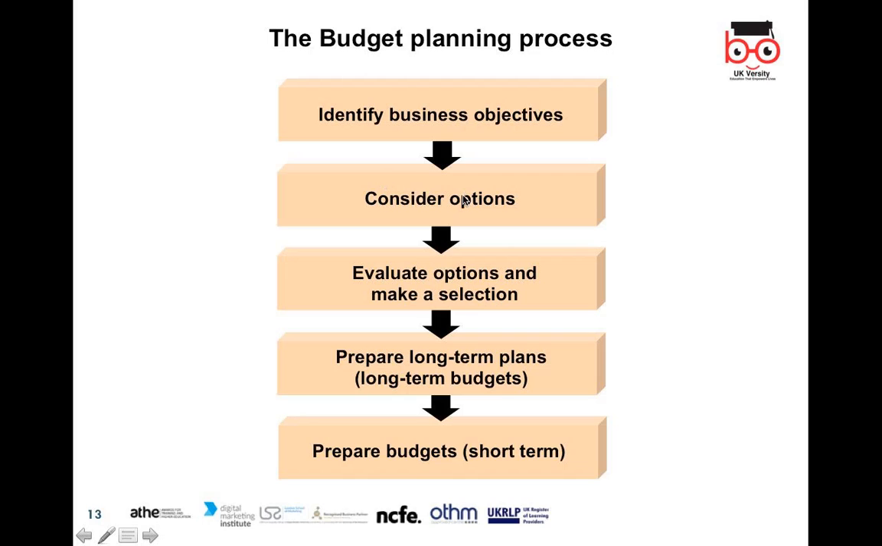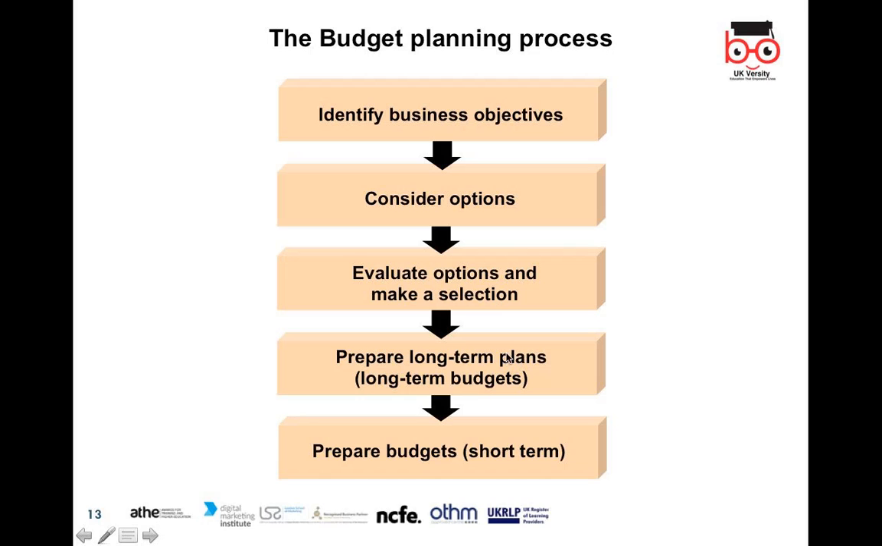So first, identify the business objectives and set the business objective. We need to consider different types of options to achieve these different types of business objectives, whether it is increasing production, lowering the cost, or increasing the labor. So we need to see the different types of options within the business, consider the options, evaluate them, make an analysis, and make a selection.